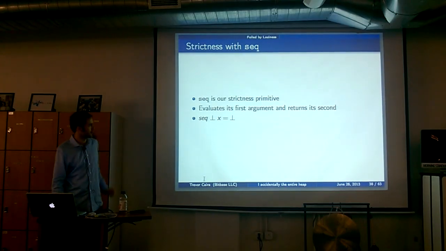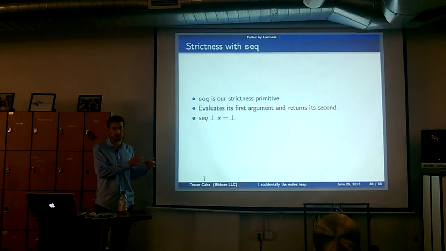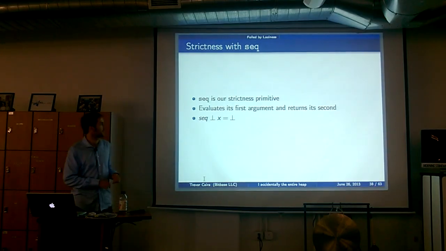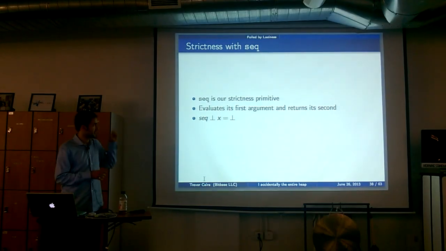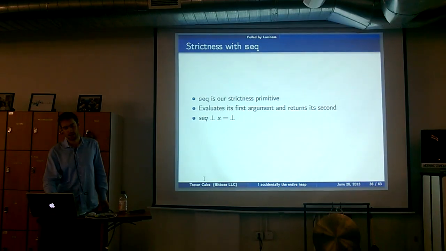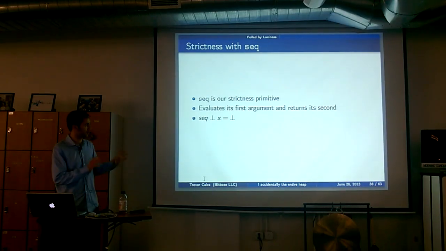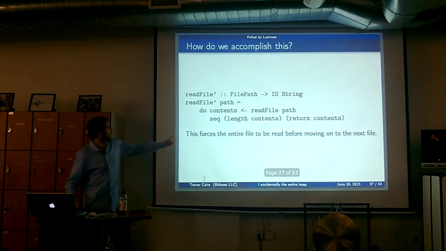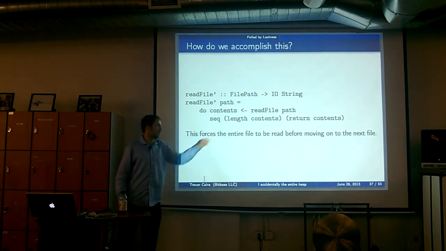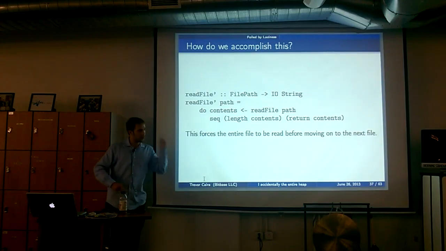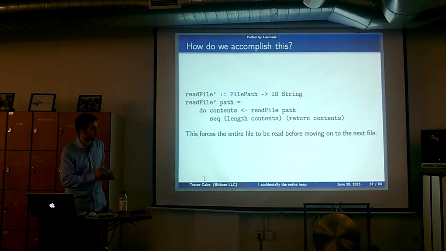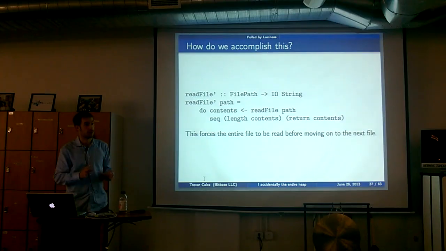And this blending notation here means exactly what I just said. If you pass it an undefined value as its first argument, it's undefined, even though it doesn't use the value in its resulting expression. It is strict in its first argument. Not a function, you can't write this, it's primitive. So first we compute the length of the contents, get that integer, throw it out, and then we give you back the contents, thereby forcing hGetContents to close the file.